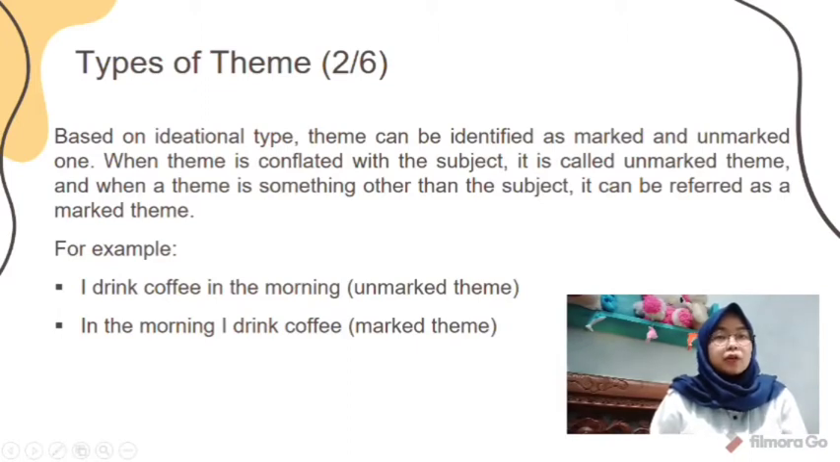For example, I drink coffee in the morning. I is the subject of the clause, and therefore this is the topical theme. You can say that it is an unmarked one. This is basically a declarative sentence structure, subject I plus verb drink. And then, in the morning, I drink coffee. The second is a marked theme because the speaker wants to emphasize something that is not the subject. And here, you are not focusing on who drinks the coffee, but you want to focus on the setting of time. So that's all about additional or topical theme.